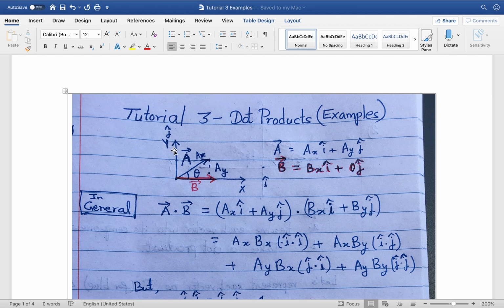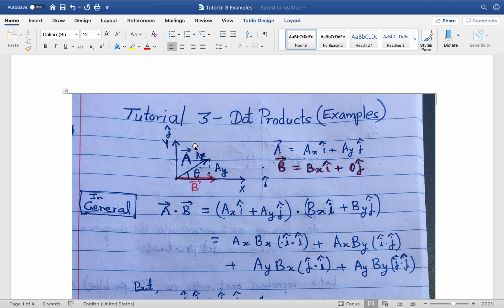So if you see here, we have two vectors. Vector A has two components, AY and AX. And we have another vector, vector B, that's towards the x-axis, okay? And we have already represented the x-axis and y-axis with unit vectors i hat and j hat.